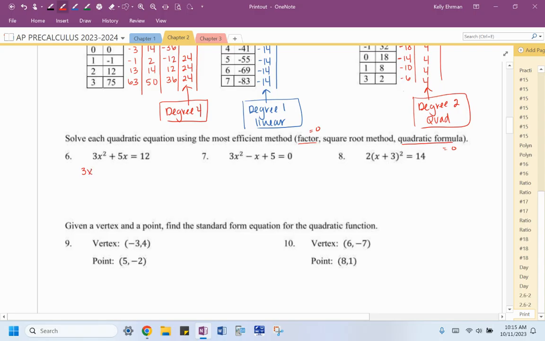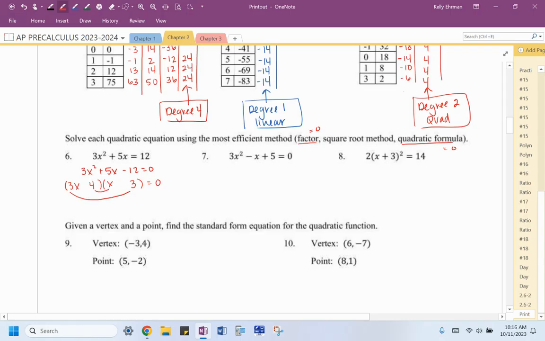So here we go. 3x squared plus 5x minus 12 equals 0. You should try to factor before you do quadratic formula. We factor every week. You factored every week last year. You should be pretty good at factoring. Even if you're not great at the speed quizzes, you are good at factoring. So give it a try. It might take some trial and error.